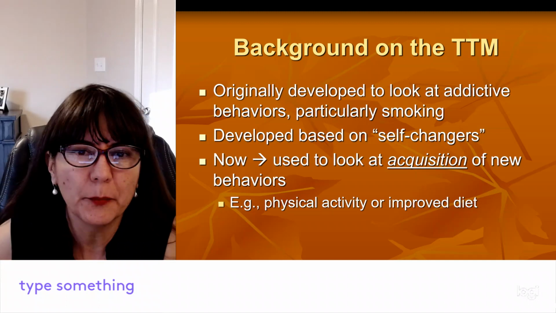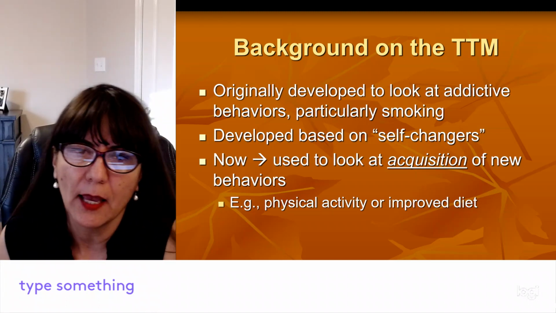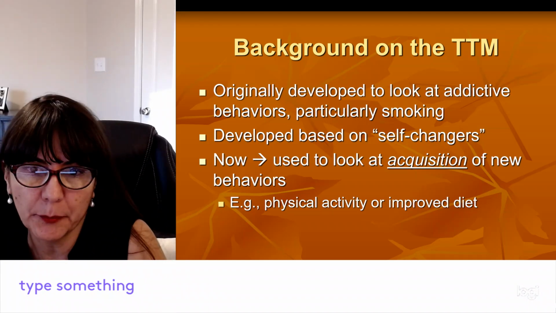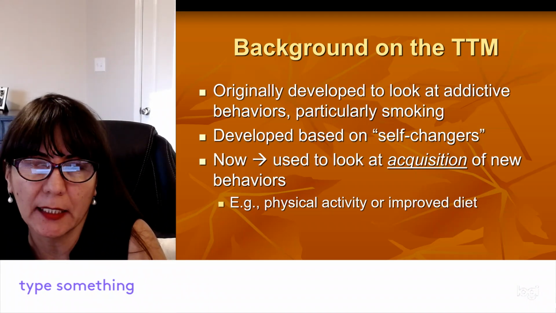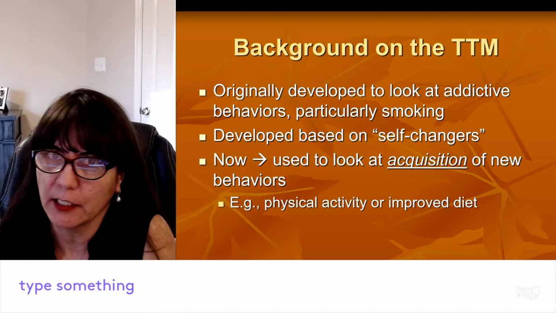Okay, so here's a little bit of background on the transtheoretical model. Again, it was originally developed to look at addictive behaviors, particularly smoking. Smoking is pretty addictive. Nicotine's very addictive.